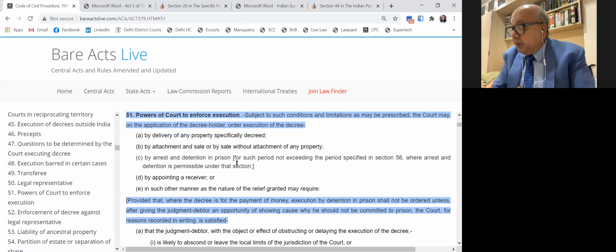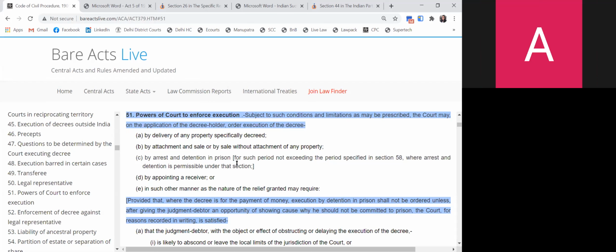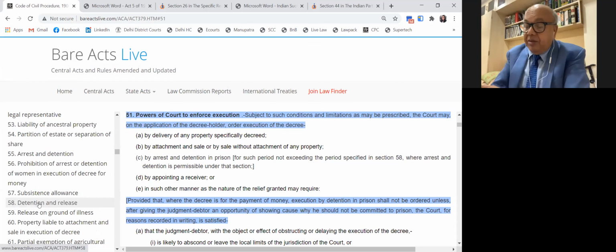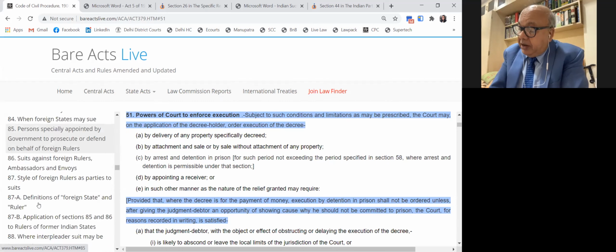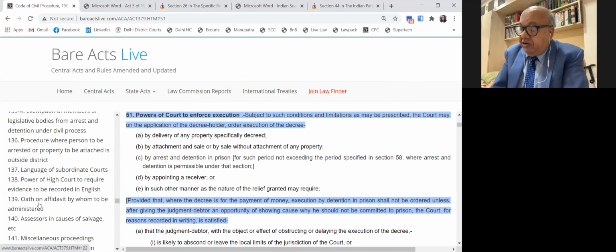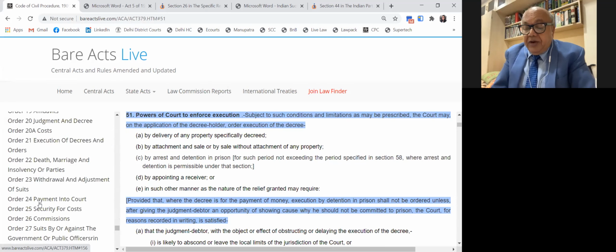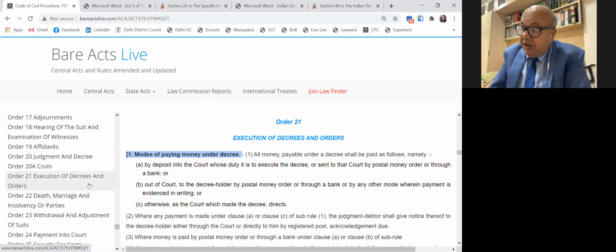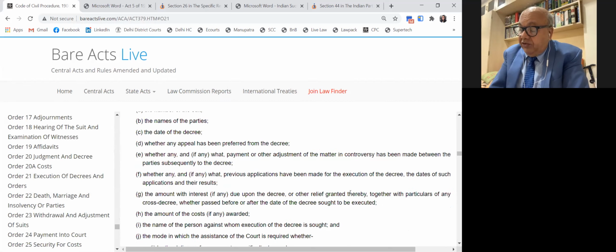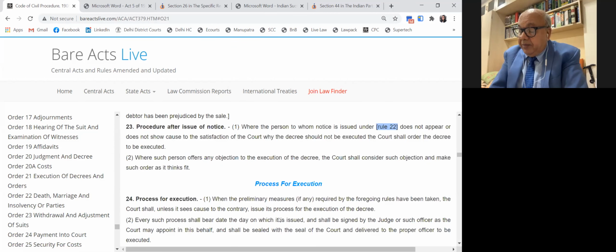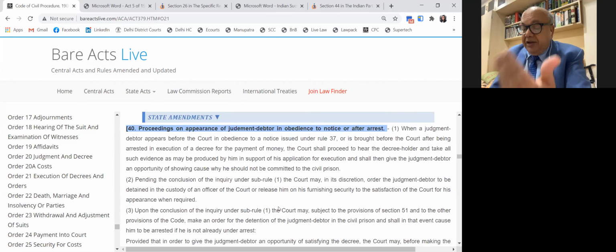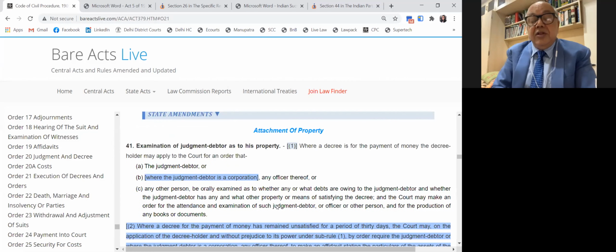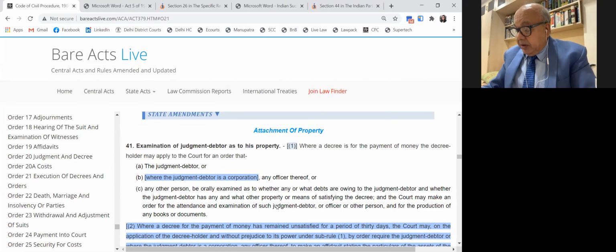Please note that under Order 21, Rule 42, attachment is one remedy. Then there is another, the arrest and detention, which is also a remedy given by the court. Then also the appointment of a court receiver in the matter. When I discuss with you the further modes of attachment, we'll discuss it here.